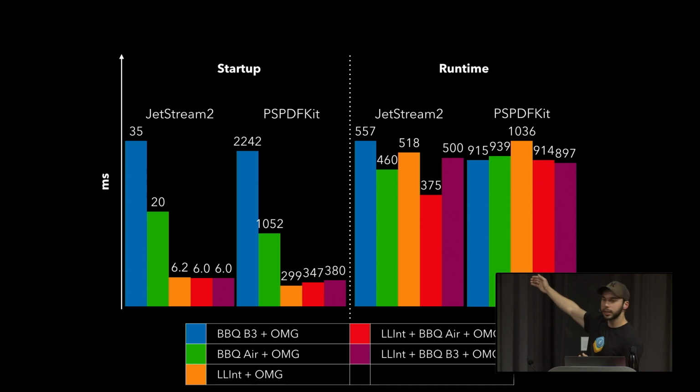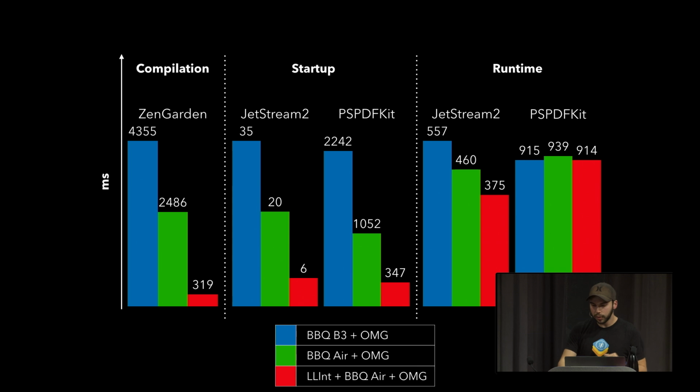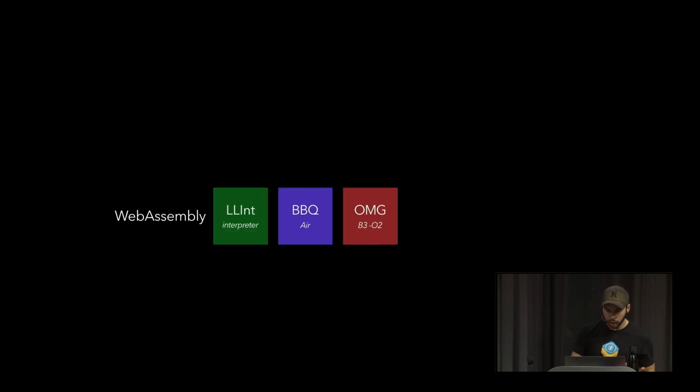Somehow, we got the fastest result on PSPDFKit runtime. I honestly don't know why just yet. I gathered those numbers. I was like, that's interesting. But still, even with that, if we look at startup, we also got the worst result for startup on PSPDFKit. So if we look at the results overall, what gave us the best results was the interpreter plus the Air backend plus OMG. That gave us the best benchmark results and the best balance between startup and runtime. So that's what we ended up with.